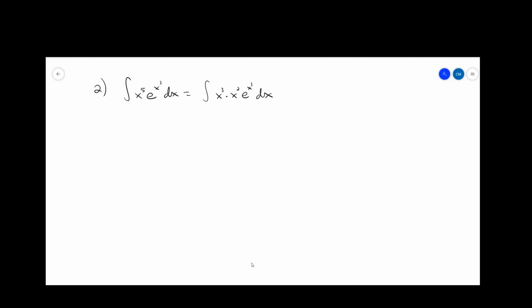You can say that u is equal to x to the third, and dv is the rest of it, x squared e to the x to the third. Then that means to find v, well, let's just write du. Du is just going to be 3x squared dx. And then v, you have to integrate this thing to find v.